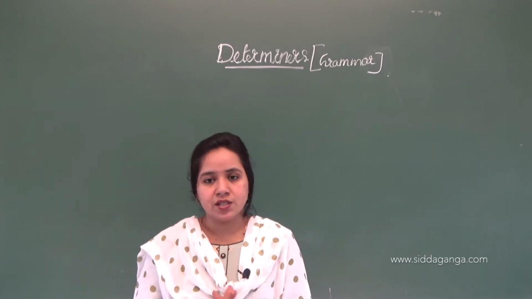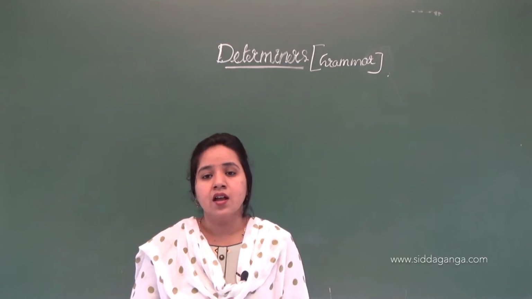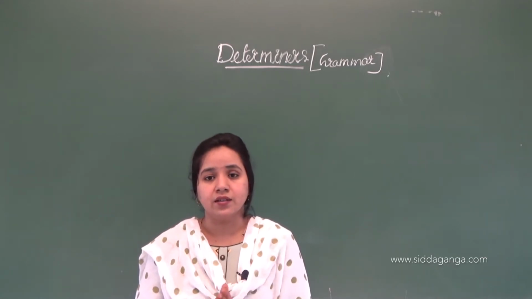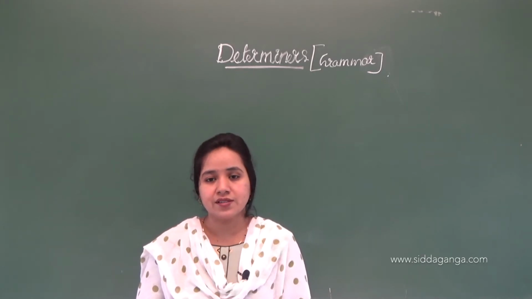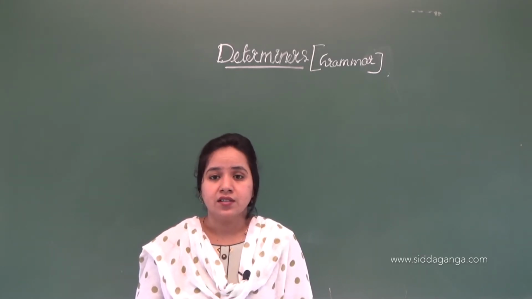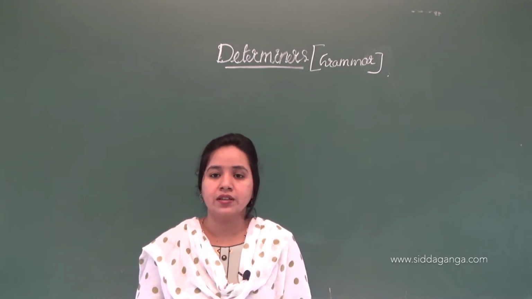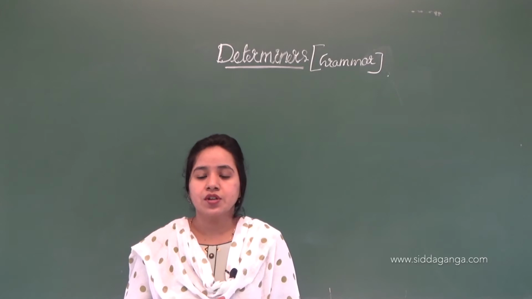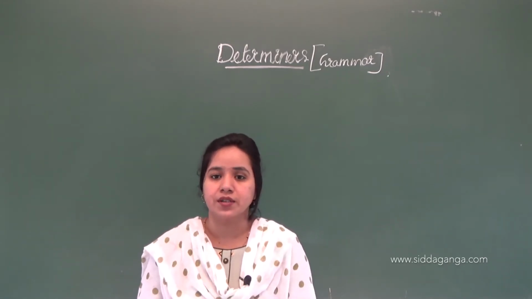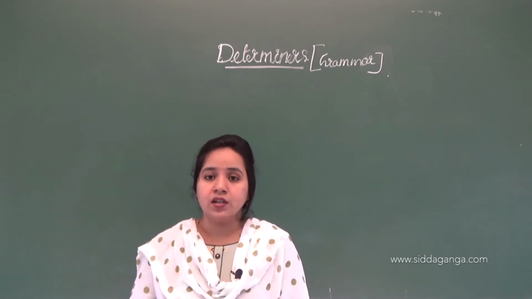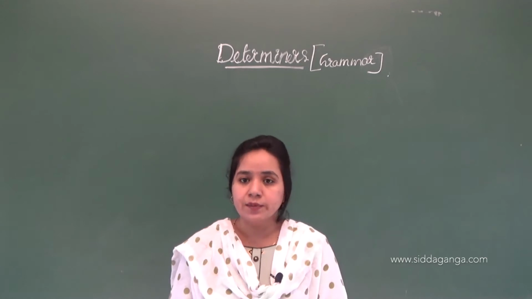In determiners we have certain kinds of determiners, like articles, then demonstratives, then possessives, and indefinite determiners, or we may call them quantifiers. So today we are going to deal with determiners and the kinds of determiners. Let's begin with the articles. An article is also called a determiner.